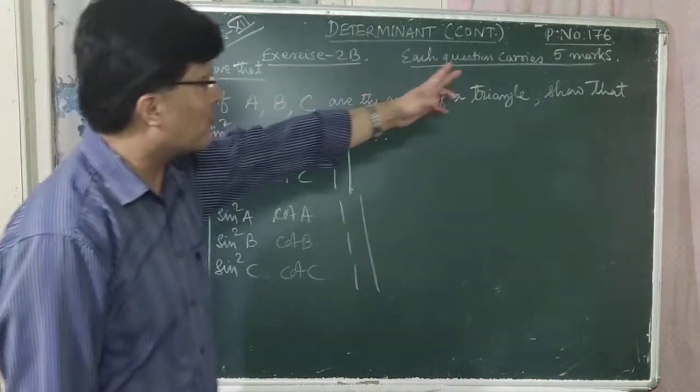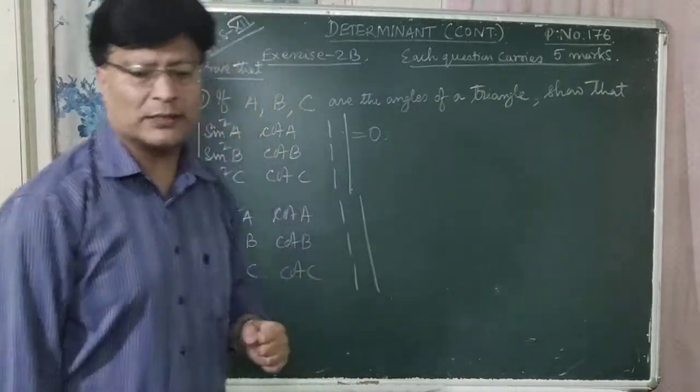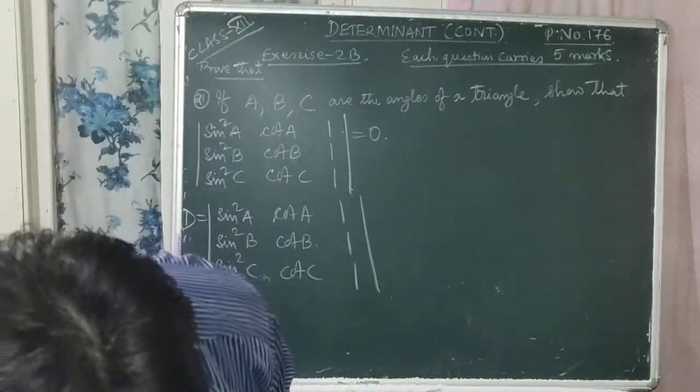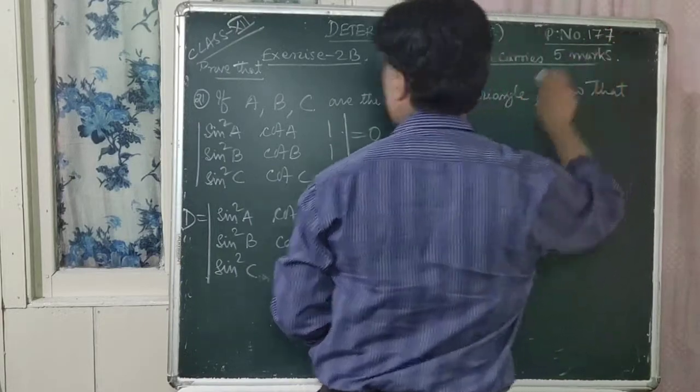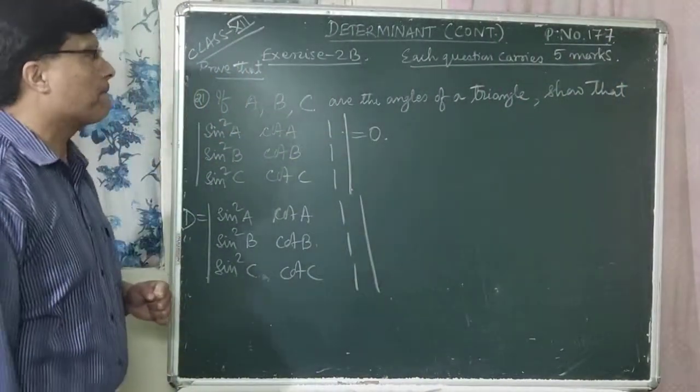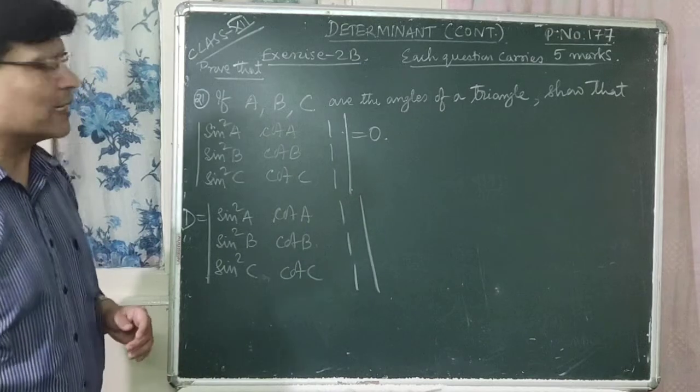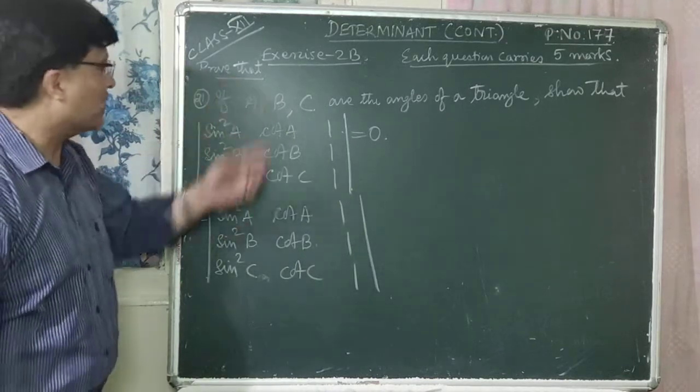Each question carries 5 marks. Page number is 177. Okay, so now each question carries 5 marks here. So you have to prove that.